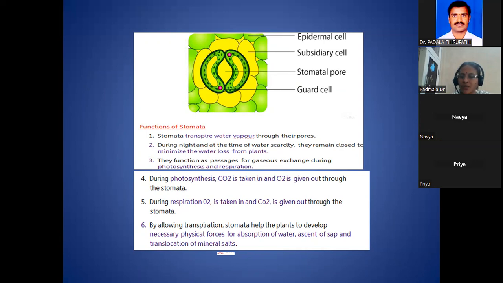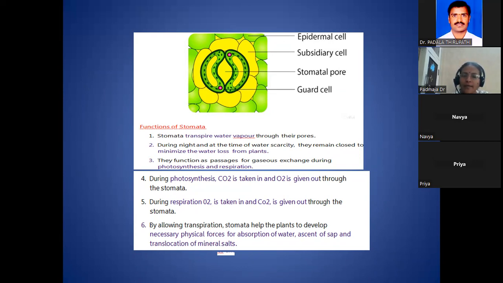And what are the functions of the stomata? The main metabolic life process that takes place in the stomata is transpiration. So stomata transpire water vapor through their pores. The water evaporated from the aerial parts of a plant in the form of water vapor through the stomata is called transpiration. That means the stomata play an important role in transpiration.